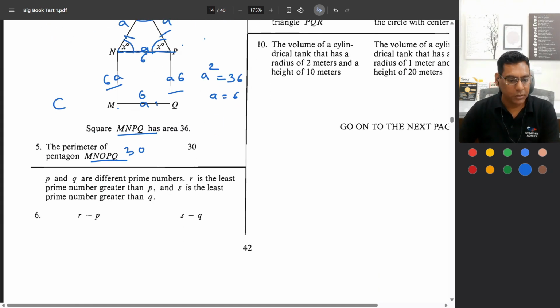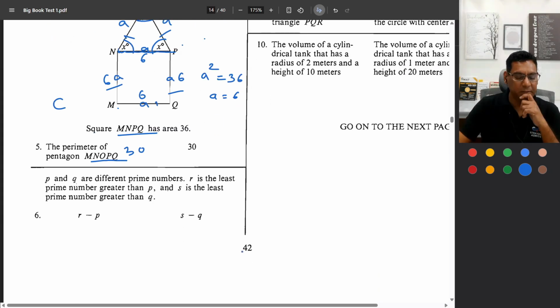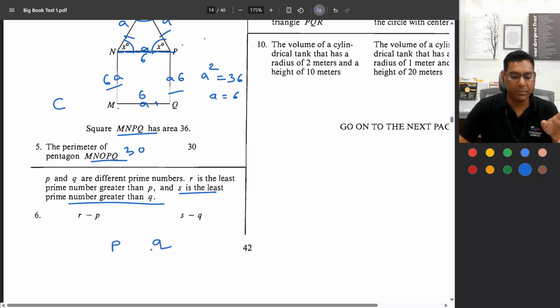Okay, let's move on. P and Q are different prime numbers. Could be any prime numbers, 2, 3, 2, 5, anything. R is the least prime number greater than P, and S is the least prime number greater than Q. So we have a P, we have a Q, both prime numbers. R is the least prime number greater than P. That means R is the next prime number after P, correct? And same thing here, S is the next prime number after Q. So what are they comparing now? R minus P, that means the difference here, and S minus Q, that means the difference here.